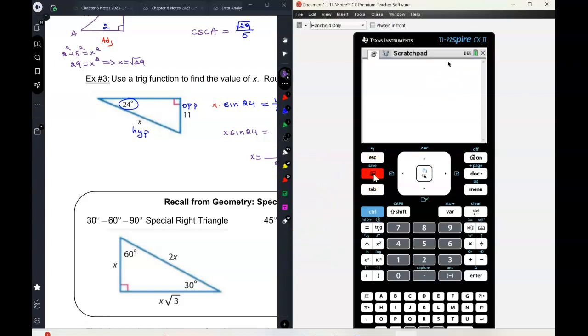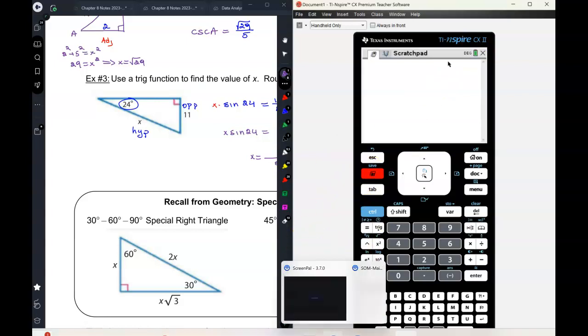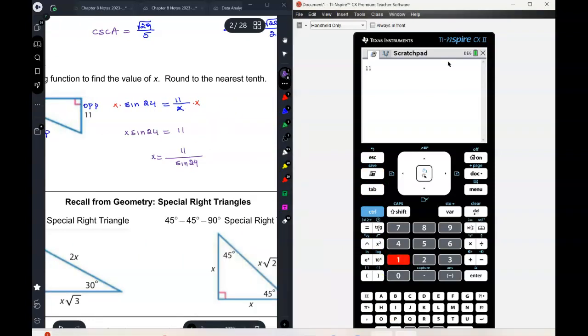Okay, so now I have 11 over sine. Where do we find the sine? Right under the blue button, it says trig. Hit the trig button, press sine 24. All right, so you have 27.0.